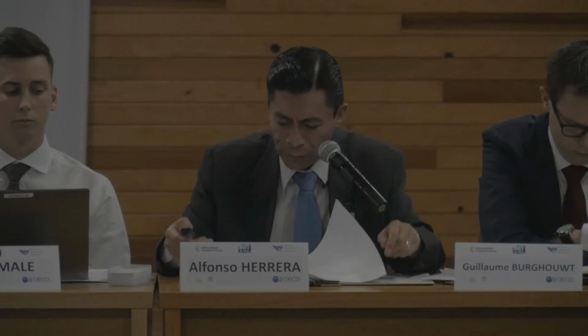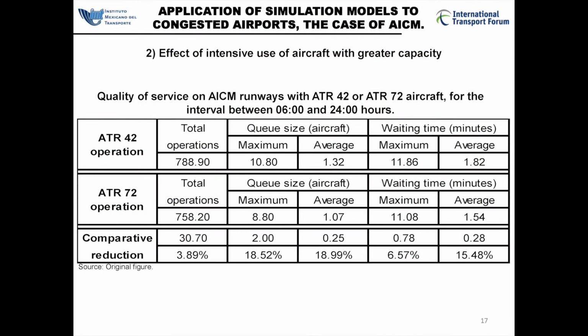The results of simulation are shown in this table. Each value estimated is the average obtained from 10 simulation runs. In absolute terms, the reduction of the maximum queue sizes to aircraft is the main benefit. In this condition, the reduction in average queues and average and maximum waiting times are marginal, as you see in the table, less than 1 unit.